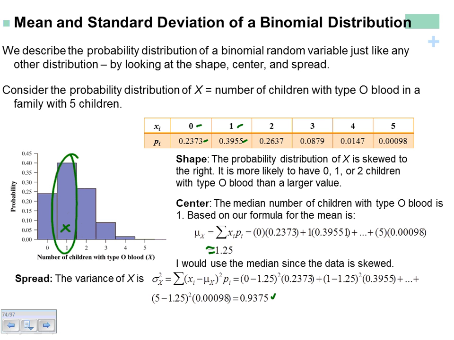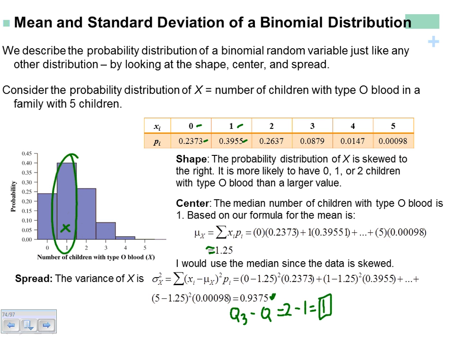My interquartile range would be 1. If I did Q3 minus Q1, that would be 2 minus 1, which is 1. Okay? And I would describe it with the IQR, but you could still find the variance. Sorry, this was the variance.